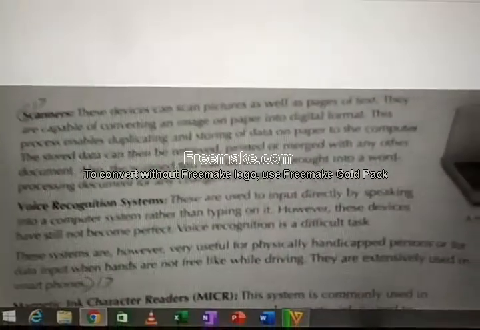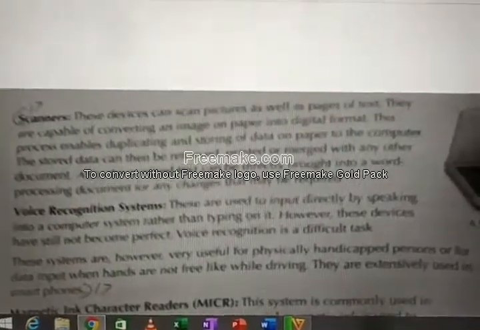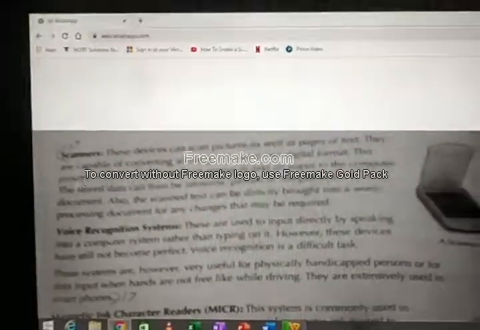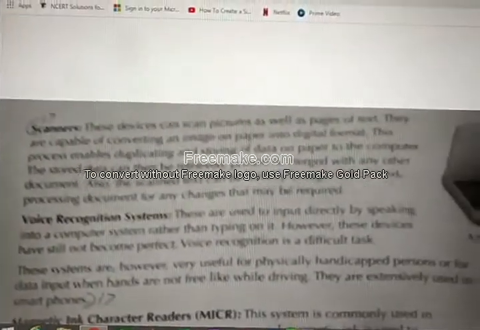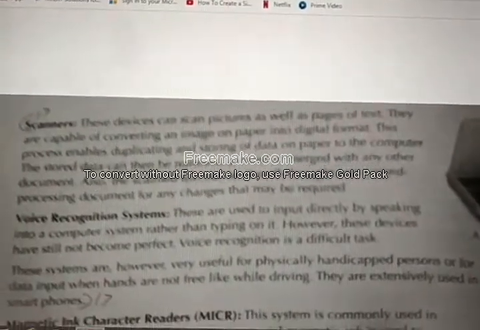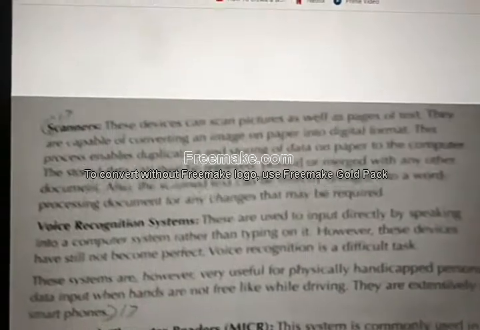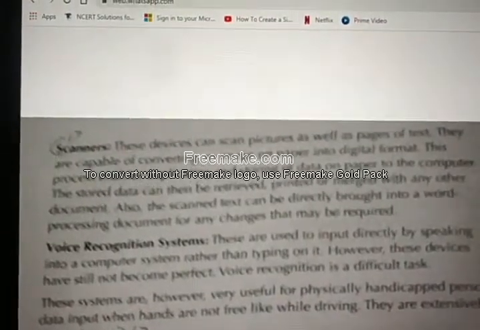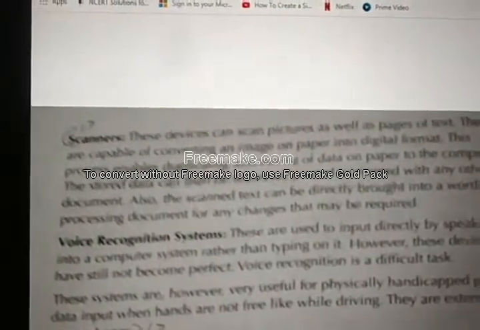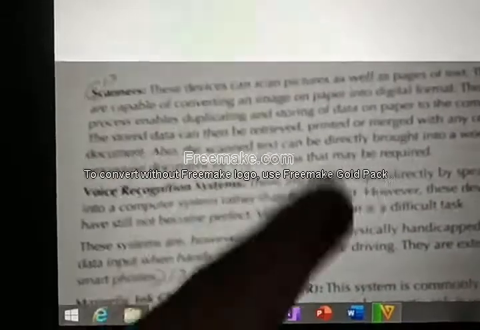This is a scanner. These devices can scan pictures as well as pages of text. They can scan the whole page, either pictures or text, whatever it may be. They are capable of converting images on paper into digital format. What they will do is scan the image and convert it into the digital format.